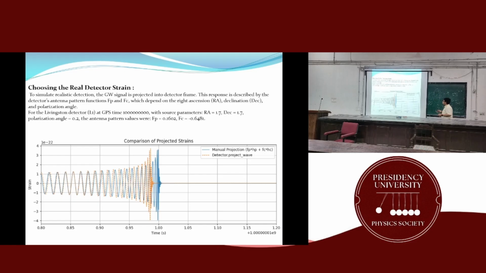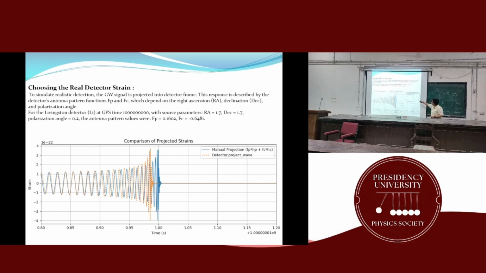This is at the LIGO Livingston L1 detector. As you can see, the orange one is the detector projected wave we have generated using PyCBC, and the blue one is the manually generated one using this formula. The difference is really small considering it is on the 10 to the power minus 9 scale.